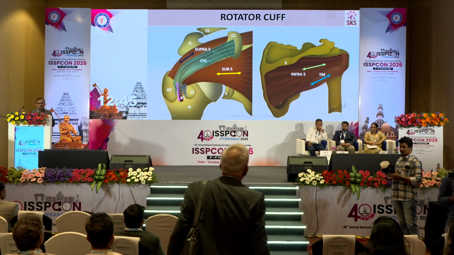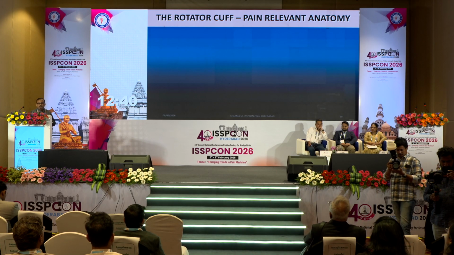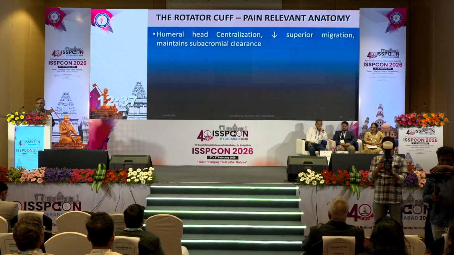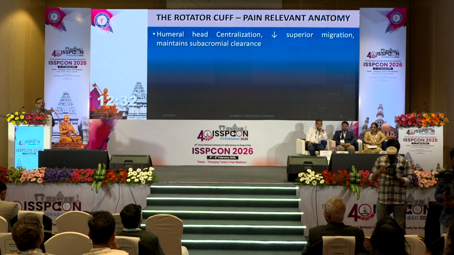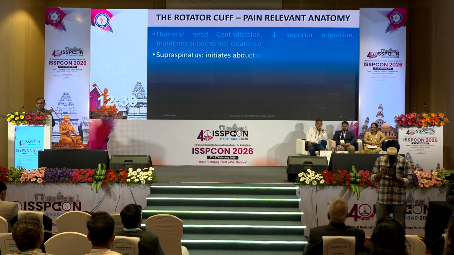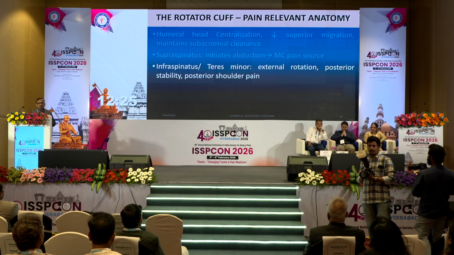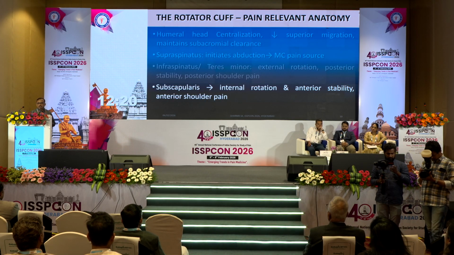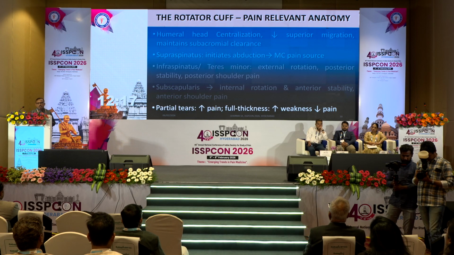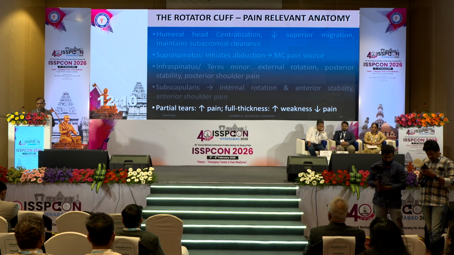Coming to the rotator cuff, as we all know, there are the 4 rotator cuff muscles as shown in the diagram. So what is the relevance here? They are important for centralization, prevent superior migration, and also maintain subacromial clearance. The supraspinatus is the most common pain source, followed by the infraspinatus for posterior pain and subscapularis for anterior shoulder pain. One more important thing I want to highlight: if there is a partial tear, there will be more pain, and if there is a full thickness tear, there will be more weakness.